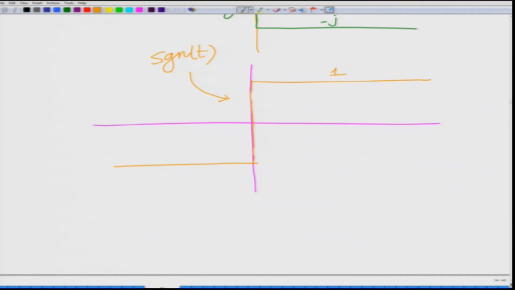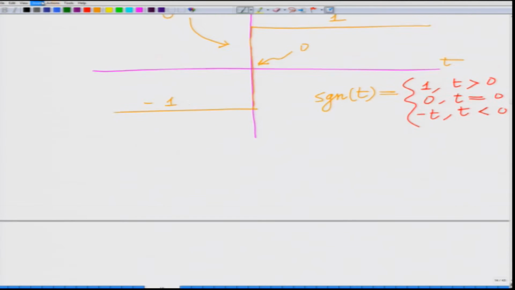So, this is your sgn(t). It is 1 for t greater than 0, minus 1 for t less than 0, and at t equal to 0, it is 0. So, sgn(t) we already know: sgn(t) equals 1 for t greater than 0, 0 at t equal to 0, minus 1 for t less than 0. And now, you can see the derivative of sgn(t).